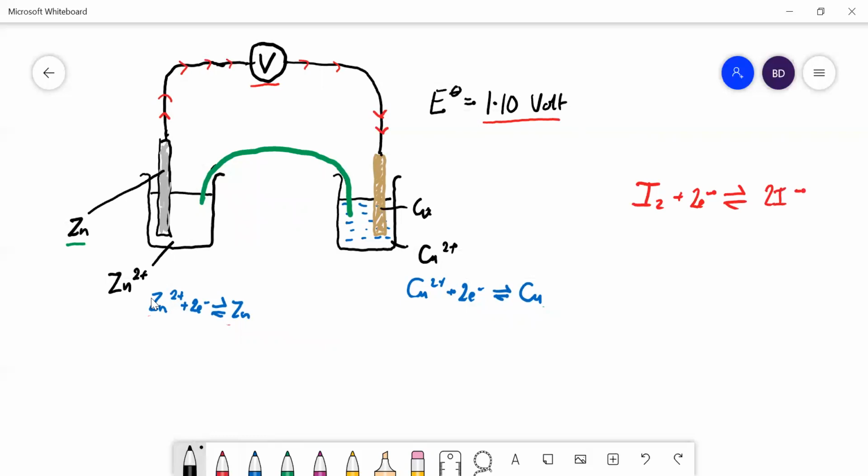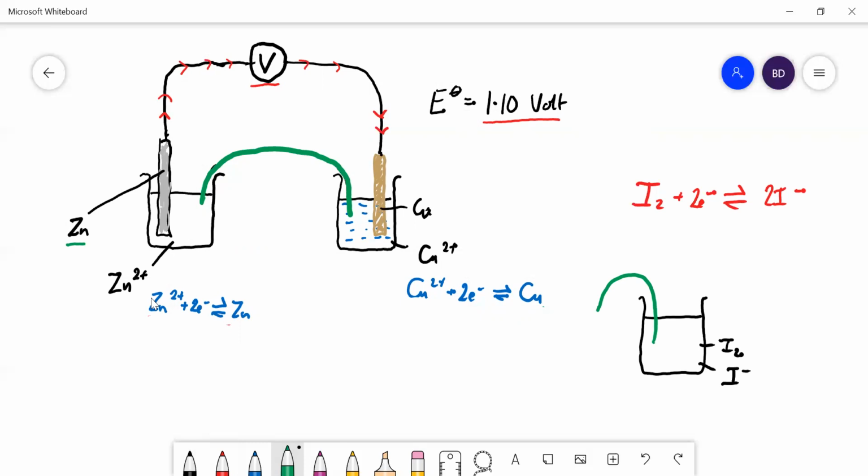We could. What we'd do is we'd get a beaker, and I put in the iodine in solution, and also some iodide ions, and probably potassium iodide. And then we'd get the salt bridge connected up. That would go to our zinc side. I'm going to swap the copper for the iodine here.